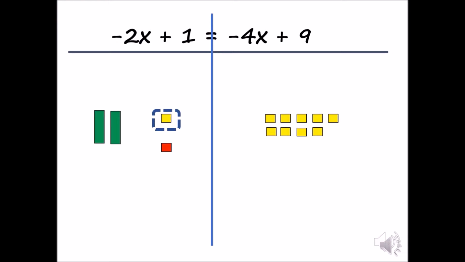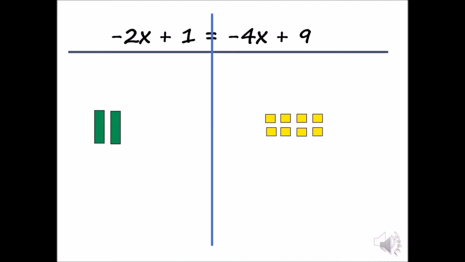If I add in a negative 1 on the left side, I also have to add in a negative 1 on the right side. Once I add in that negative, I can match up my zero pairs, and on the left side, my one complete pair will cancel out, and on the right side, my one pair will cancel out. Now I'm left with an even more simplified version of this problem. I have positive 2x is equal to positive 8.